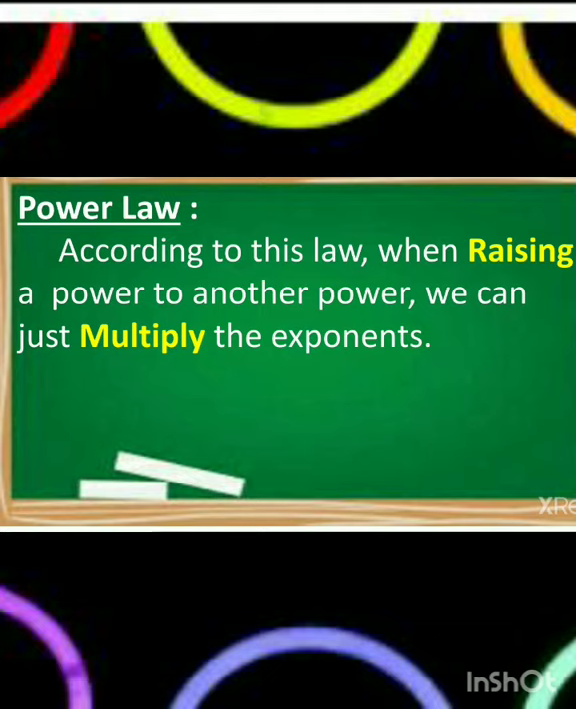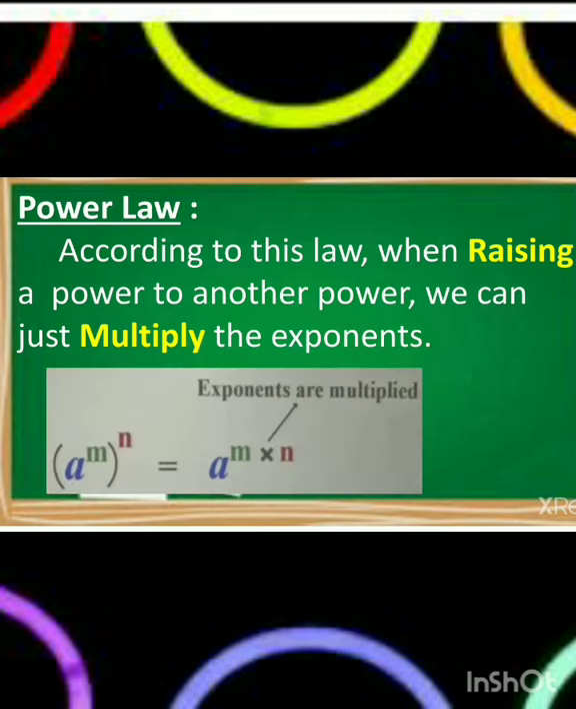Power law. According to this law, when raising a power to another power, we can just multiply the exponents. A power m the whole power n equal to a power m into n. The powers are m and n, so the powers should be multiplied. So a power m the whole power n equal to a power m into n.